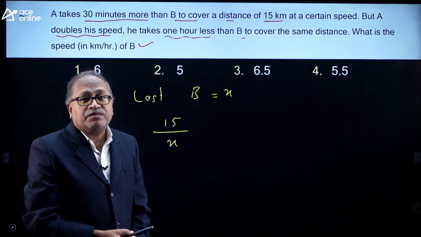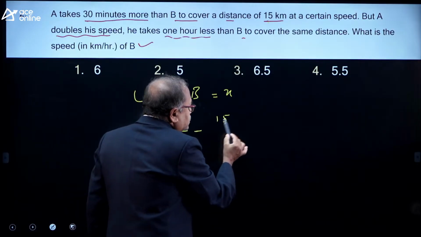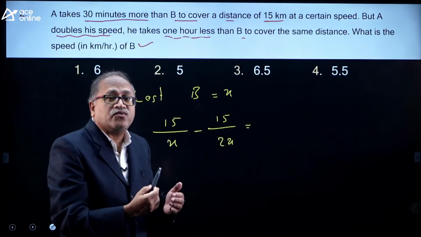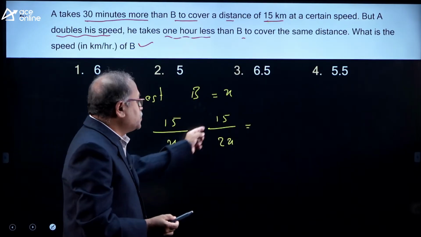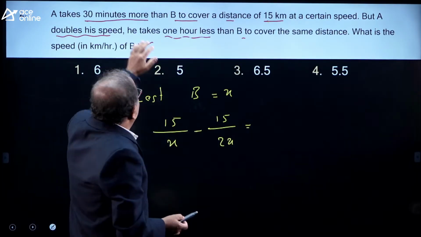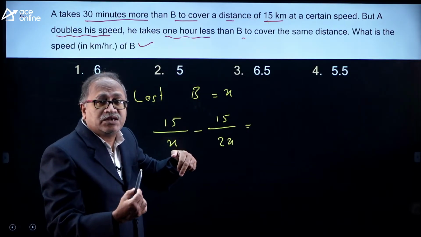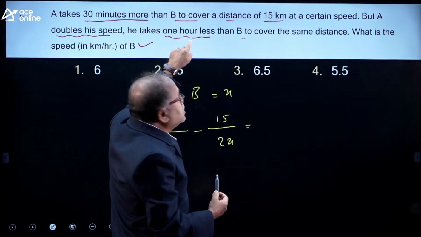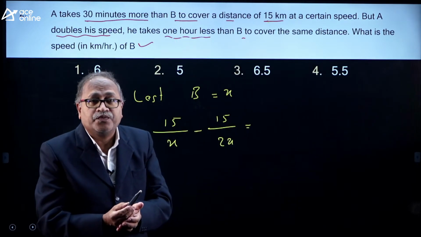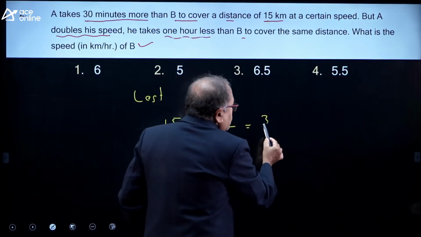Okay. What about B, when it doubles the speed? The distance is the same, 15, and the speed is 2x. What is the difference of time? Distance by speed is nothing but time. In one case, A takes 30 minutes more, which means B takes 30 minutes less, and A takes 1 hour less, which means B takes 1 hour more. So the difference between this speed and this speed for B is nothing but 3 by 2.